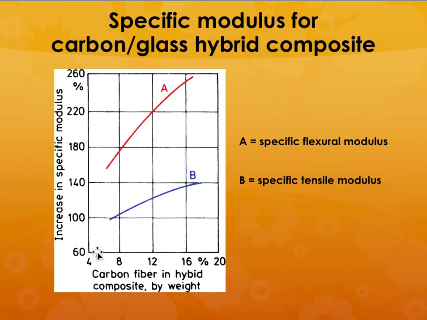If you increase the amount of carbon fiber in the hybrid composite by weight percent, the more carbon fibers there are, it drastically increases the flexural modulus. But the tensile modulus does not increase to the same extent as the flexural modulus. So the addition of carbon fibers has a greater effect on the specific modulus of a carbon glass hybrid composite material.